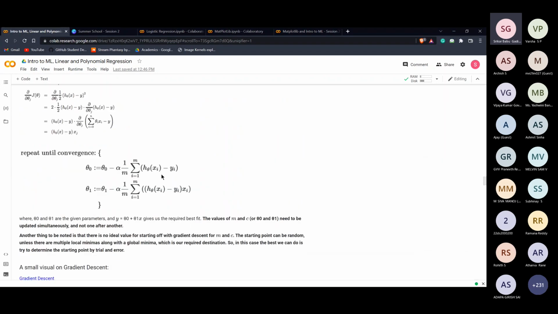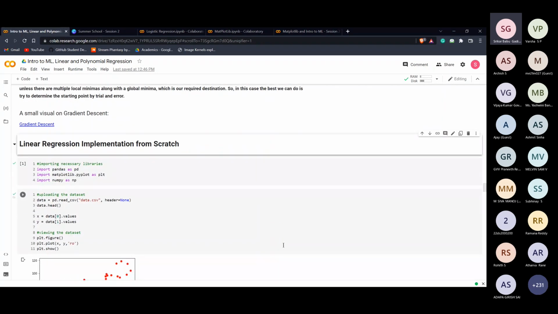Up until now, in the theory of linear regression, if you have any doubts, please go ahead. Any doubts?